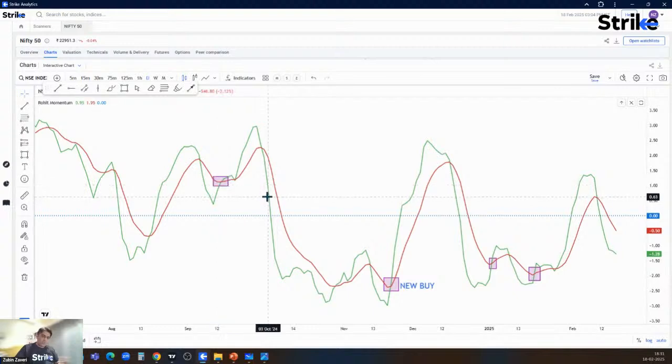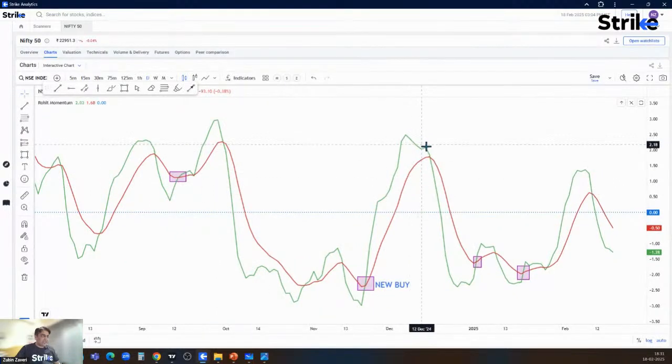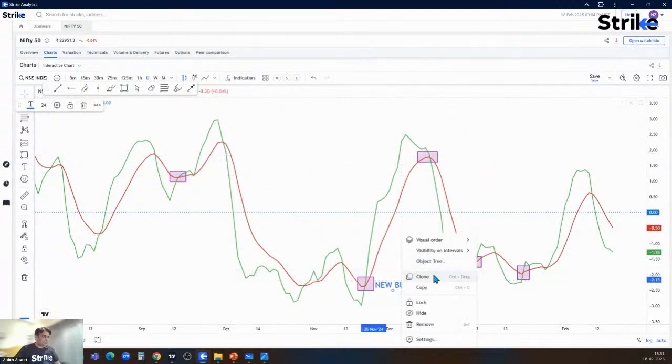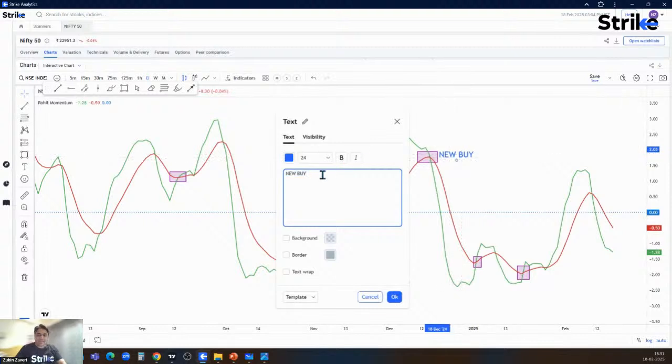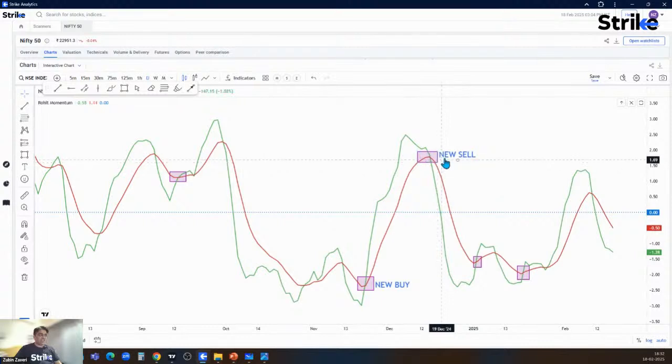Now, opposite to it, when the green line goes below the red line, when the RMI line goes below its average line, a new sell signal gets generated. What gets generated over here? A new sell. So this is where a new sell signal gets generated, and here, and here. Even here, there is a new sell signal that gets generated over here.